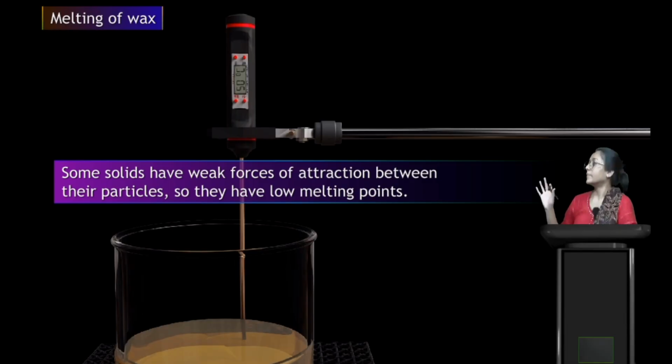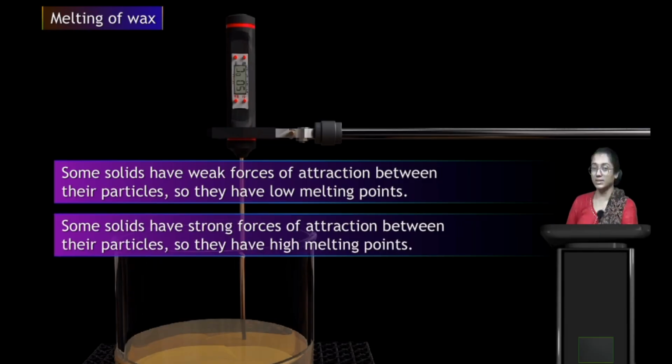Why is it? Because some solids have weak forces of attraction between their particles, so they have low melting points. Earlier, the temperature was low, 0 degrees Celsius, but still the ice started to melt. From this we can say the attraction between the particles was low, and that led to the low melting point. So some solids have weak forces of attraction between their particles, so they have low melting points.